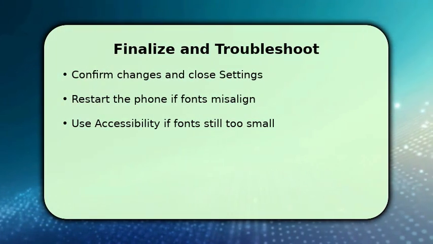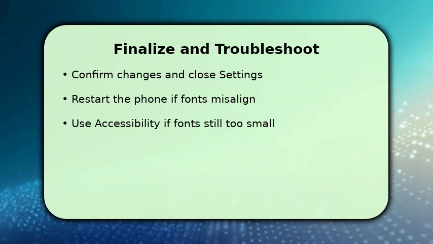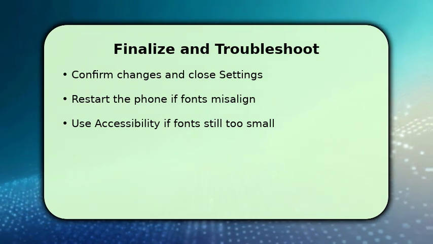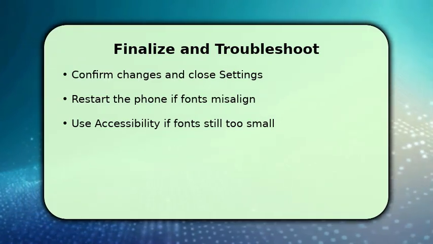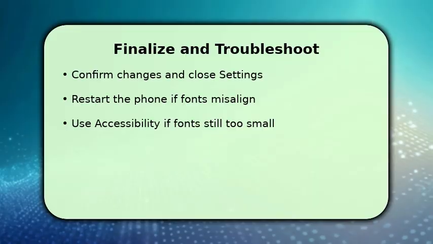After selecting the size you like, tap back or home to apply system-wide. Some apps update instantly while others need a restart to align correctly. If text clips or buttons overlap, restart the phone to force a full redraw.